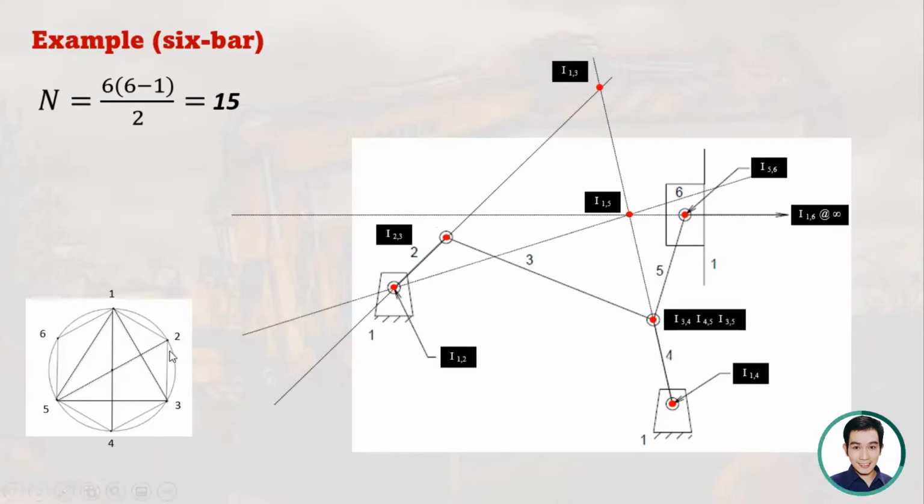And then the other side is 2,3 and 3,5. So 2,3 is this one, 3,5 is this one. So we connect. So the intersection is that point. So that is the IC 2,5.